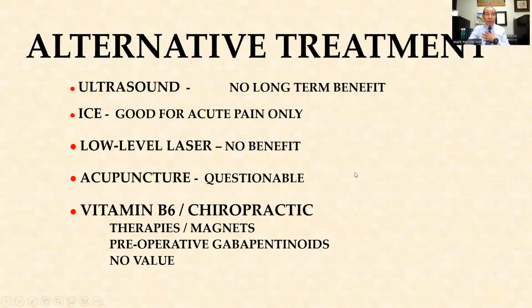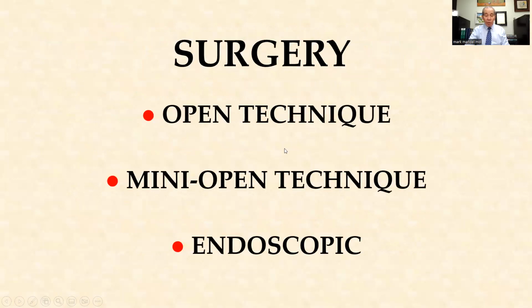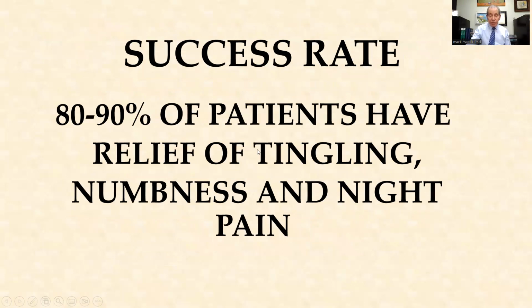And the reason I point it out is I see every patient being sent by the industrial clinics for acupuncture. Vitamin B6, mega doses, chiropractic adjustments, magnets, and preoperative gabapentinoids, no value at all. Surgery. Patient doesn't respond to conservative care, they need surgery, open technique, mini open technique, endoscopic, they all work about the same. 80 to 90% of patients who have surgery should say the tingling and numbness and the night pain are much better in a matter of days.